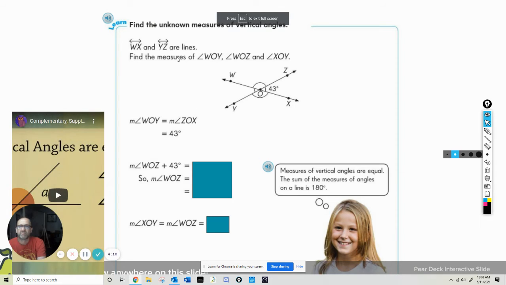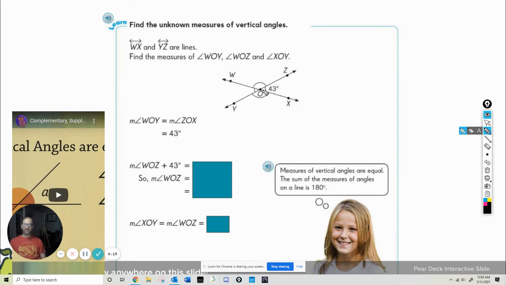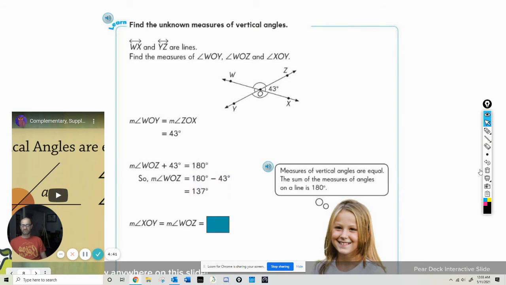Find the unknown measures of vertical angles. Well, if we know they're equal, if that's 43, guess what this is? 43. And then if that's 43, that whole thing's 180. Guess what? WOZ plus 43 is 180. So WOZ is going to be 137. And if you know that's 137, then XOY is also 137. Puzzles are fun.